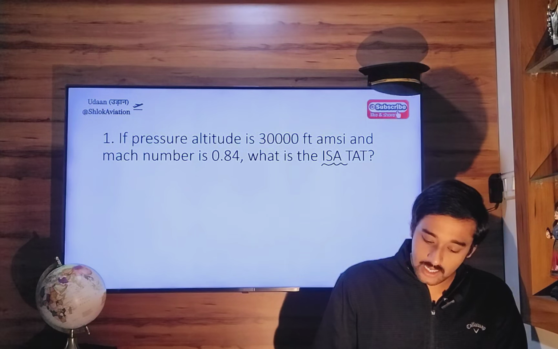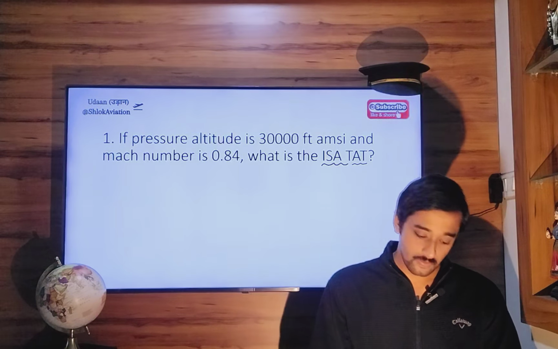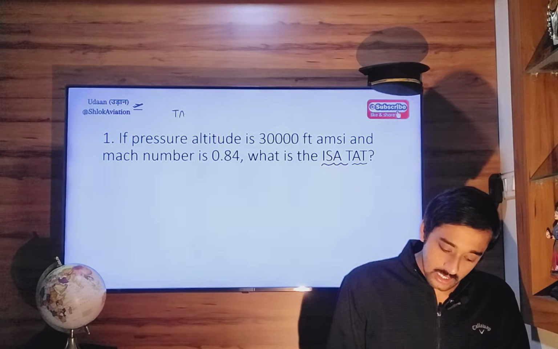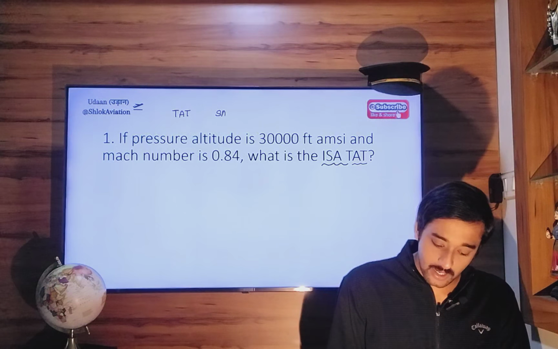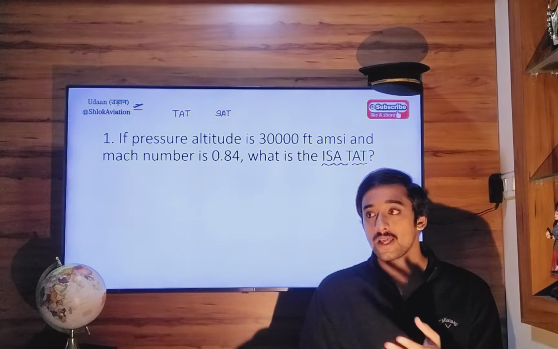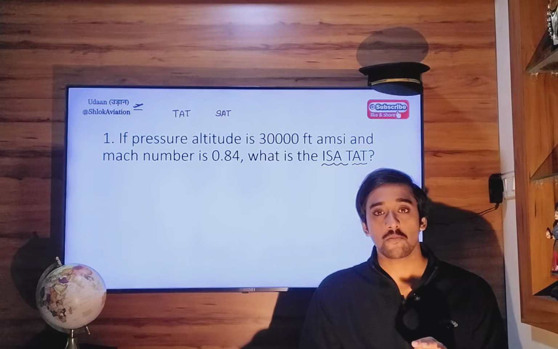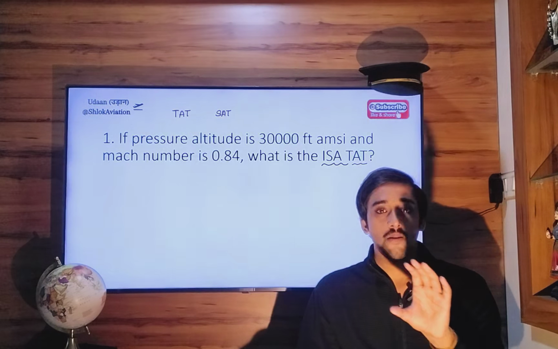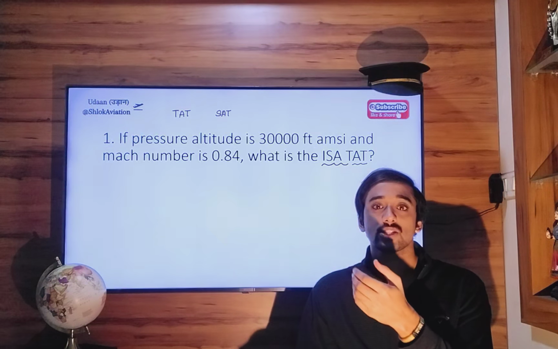What is ISA total air temperature? Now, total air temperature is different from static air temperature. Static air temperature is the ambient temperature around you or in the atmosphere. Total air temperature is static air temperature plus some extra value.